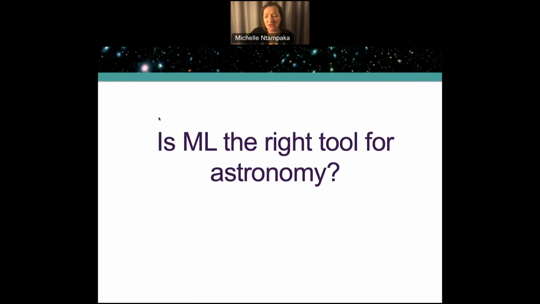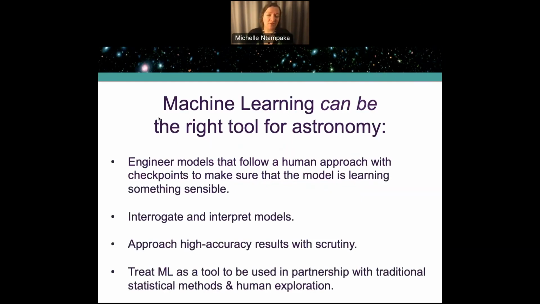So let's return to the original question. Is machine learning the right tool for astronomy? I believe that machine learning can be the right tool for astronomy if we do some things. If we engineer models that follow a human approach with checkpoints to make sure that the model is learning something sensible. If we interrogate and interpret our models. If we approach high accuracy results with scrutiny, and if we treat machine learning as a tool that can be used in partnership with traditional statistical methods and human exploration.